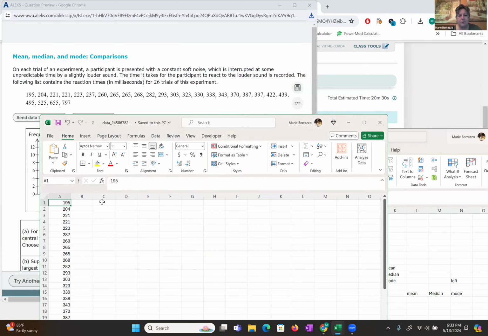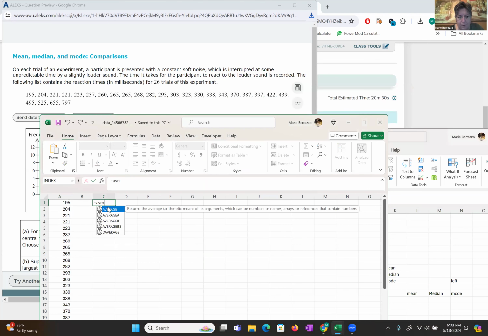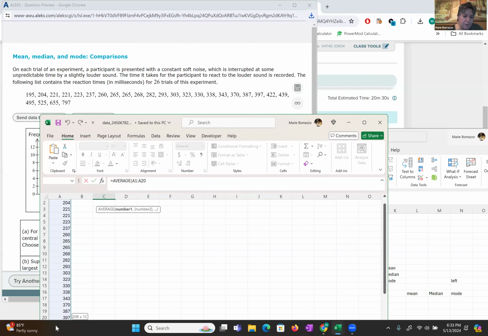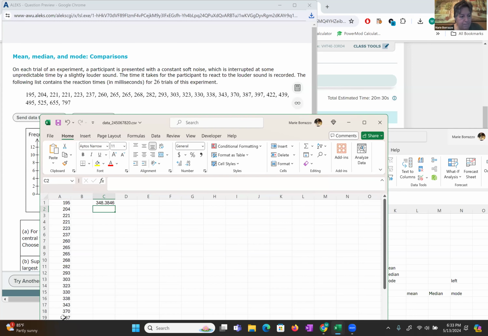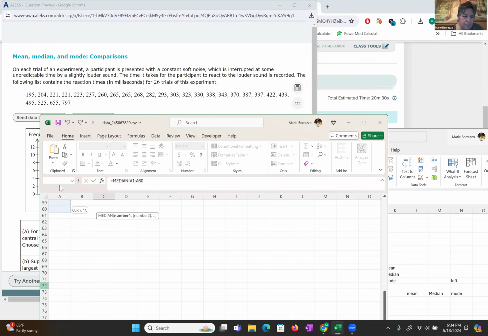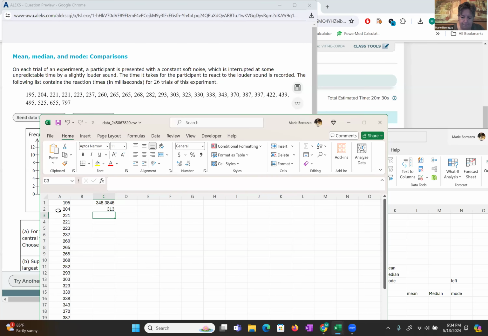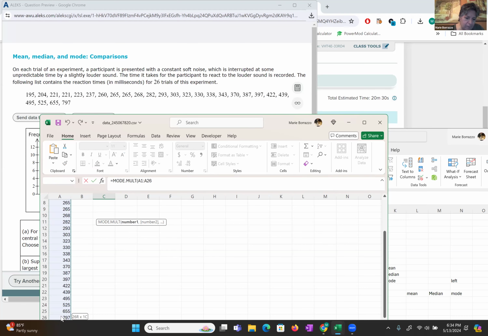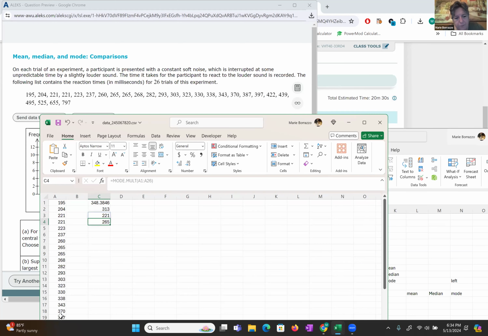If you want, I'll give you the average and the median and mode. So this is the average. That's too much data for you guys. You're going to be writing down all day long. Median. So this should make it a little easier for you. The first one is mean, median is down here, and the last one is the modes.